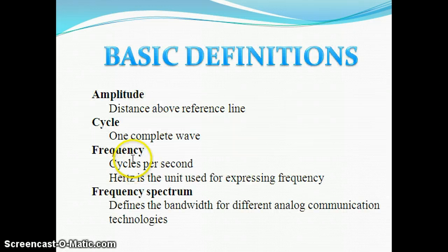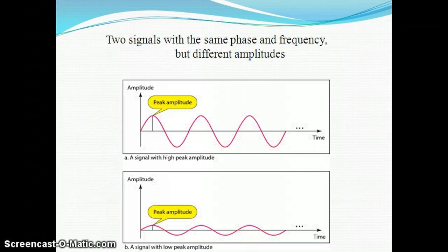So what is frequency? It is nothing but the number of cycles per second. Usually we represent the frequency in terms of hertz. The frequency spectrum defines the bandwidth of different analog and digital communication technologies.